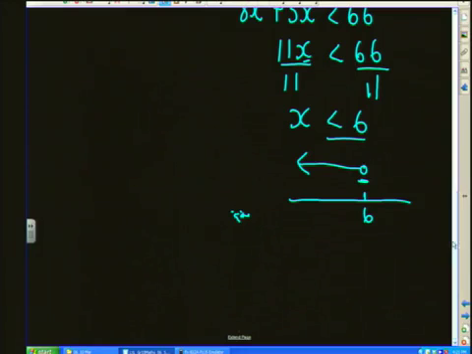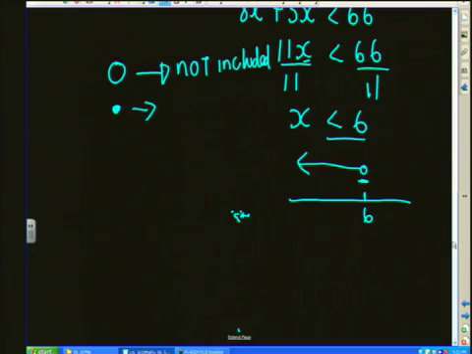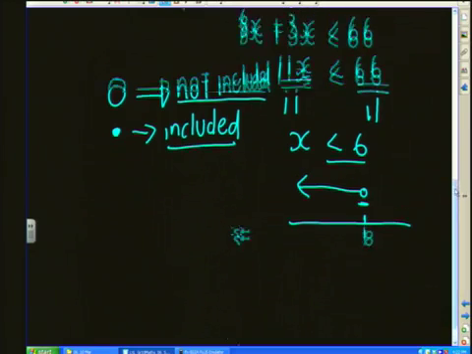So at this point, let's just mention that an open dot means not included. So x was just less than 6. It wasn't equal to 6. And a closed dot would be an included solution. So if I had x is less than or equal to 6, we would then have a closed dot above the 6. So open dots show not included solutions, closed dots show included solutions. Hopefully you all follow that.